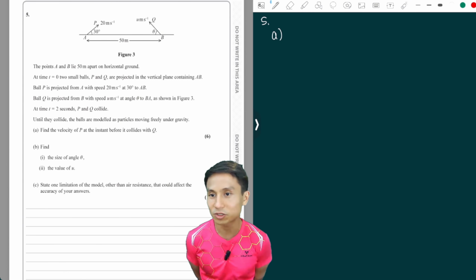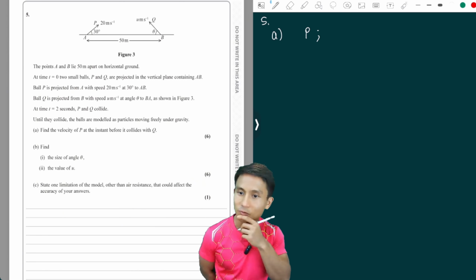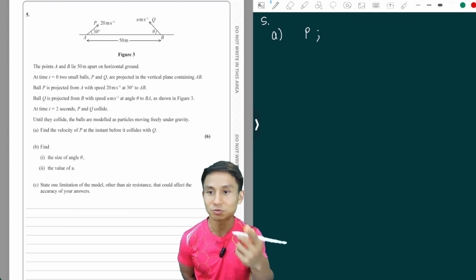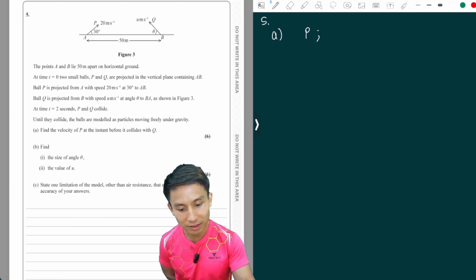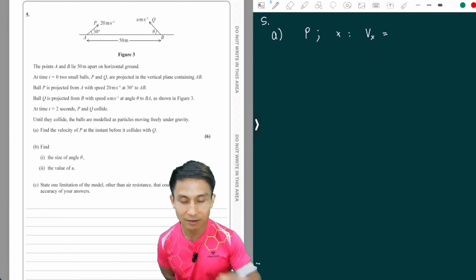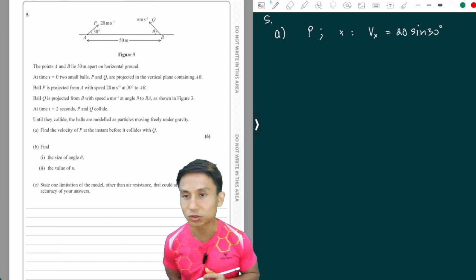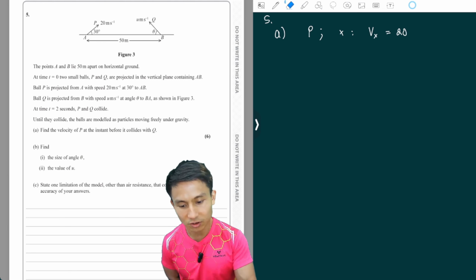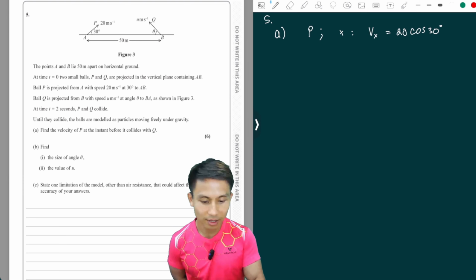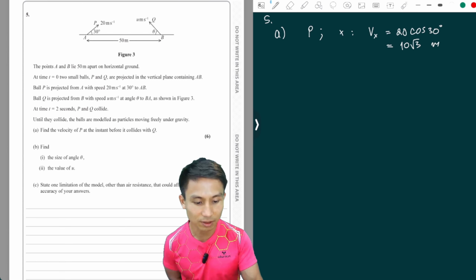So for part A, we're just going to take particle P. We have time 2, and we have the speed and the projection angle, so we can use suvat. Let's do the x first. Vx will be constant at 20 cos 30, resolving the initial speed to the horizontal direction. Cos 30 is root 3 over 2, so that's 10 root 3. I'm just going to keep it like that first.